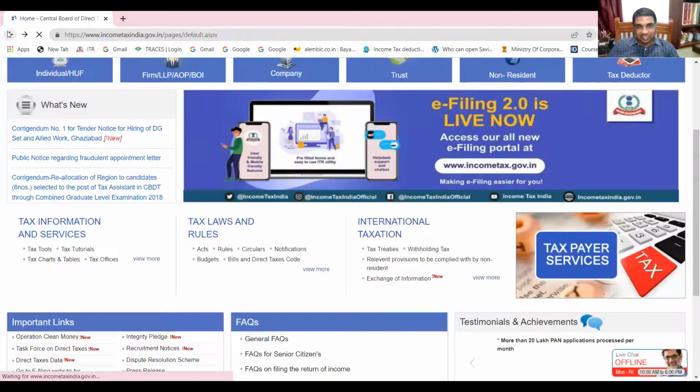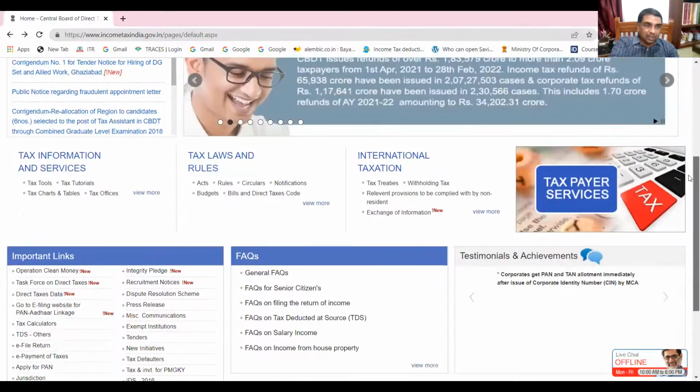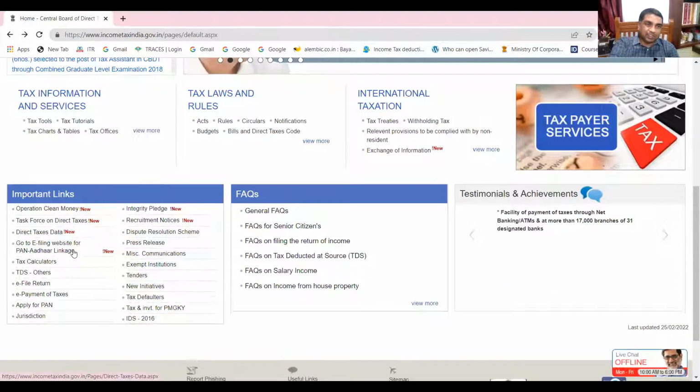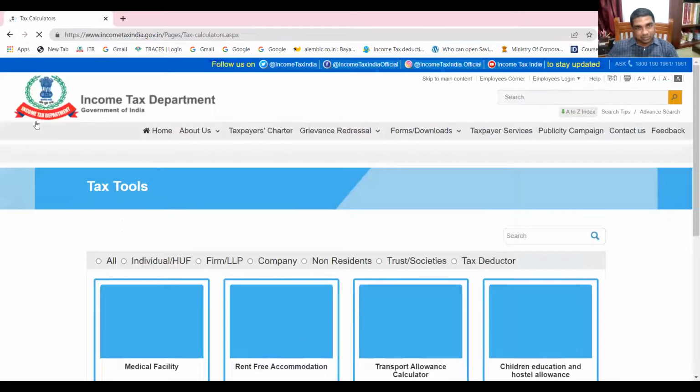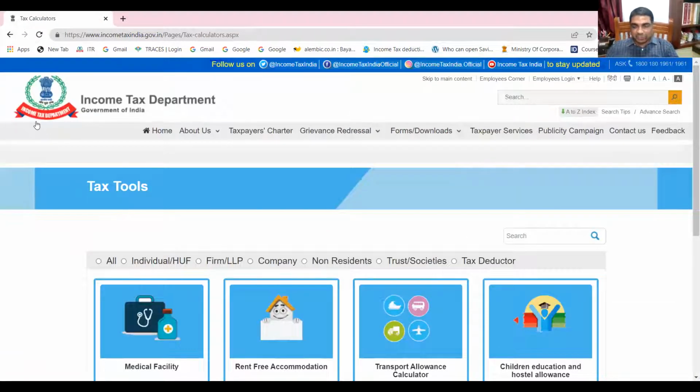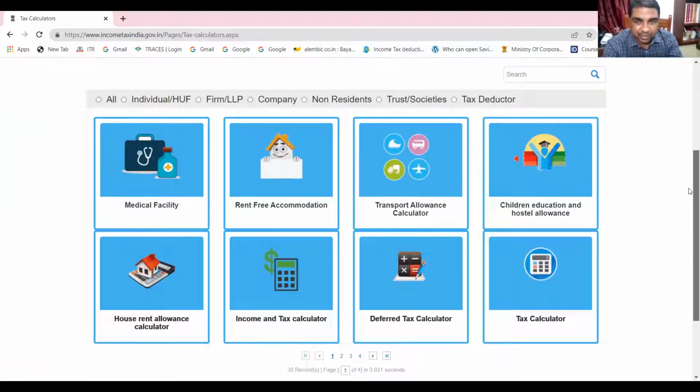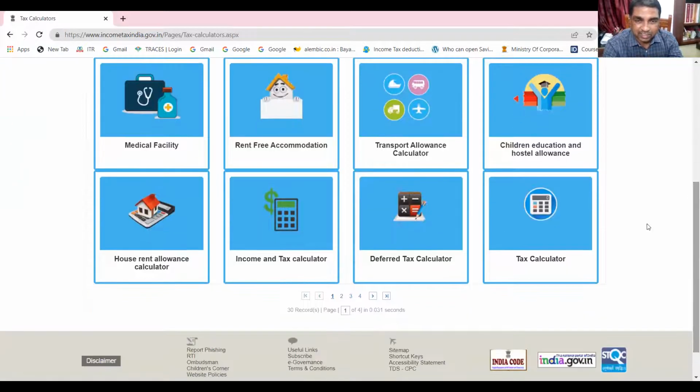And one more thing also you can refer to. Let me take you to these tax calculators. You can go here, where there is a link, tax calculator, or you can go here, tax tools, also, you can find tax calculator. Are you seeing these calculators here? Now tell me, here you see this page, some calculators are there. So let me take you to the next page.